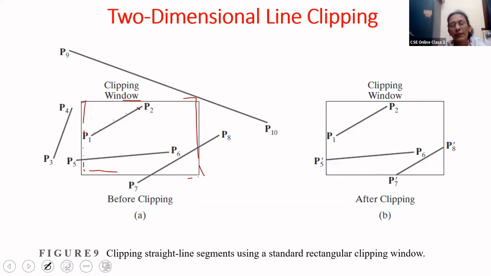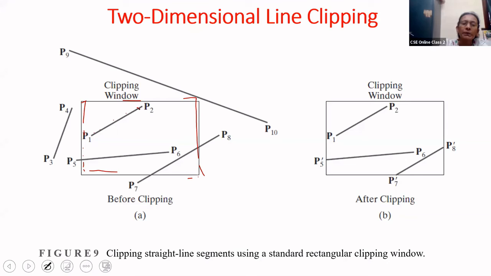We take a second example, that is P3, P4. Now, this line P3, P4 is totally outside. So, in this output screen, the line will not be shown. So for P3, P4, nothing will be displayed on the screen. We take the third example, P5, P6.